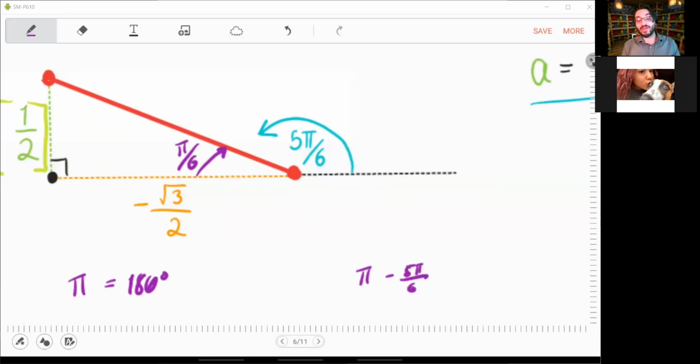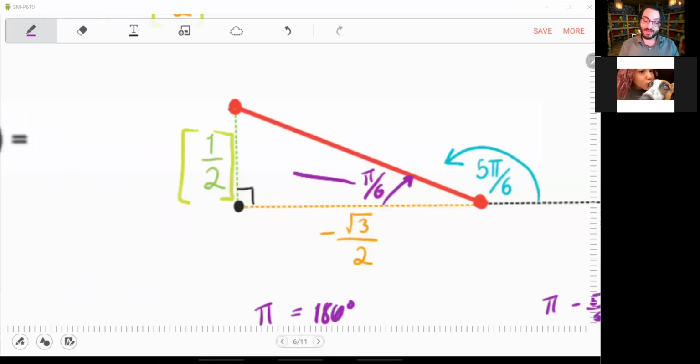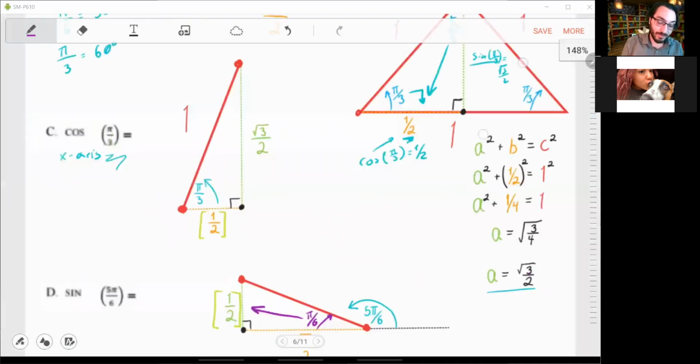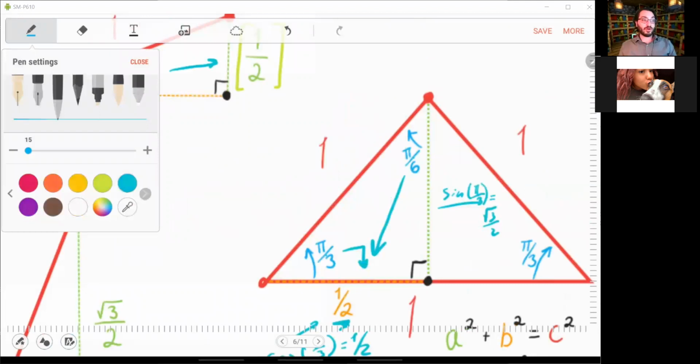And so, look at that, pi over 6, I've got that angle again, which means that I know that opposite pi over 6 is 1/2. Once again, looking back at this triangle here, opposite pi over 6 is 1/2, and next to pi over 6 is radical 3 over 2.